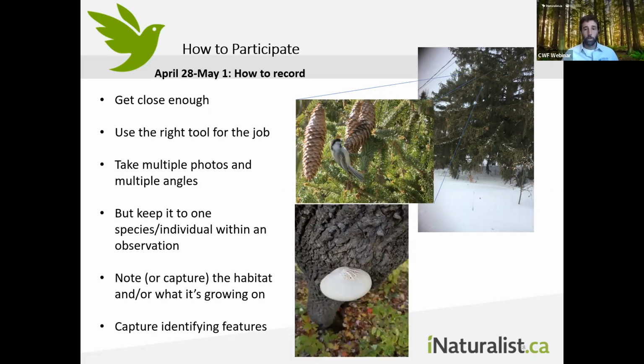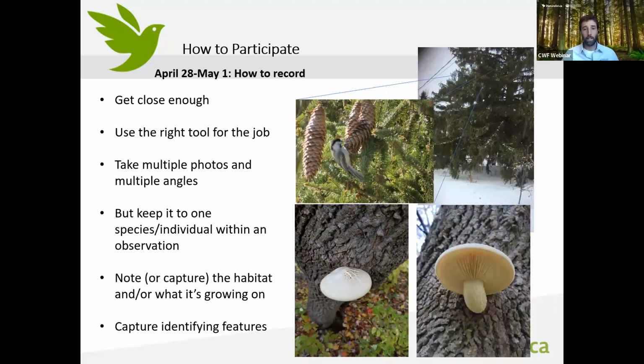Taking multiple photos from multiple angles, like this mushroom, sometimes it's required to have different angles of a species. The underside of a mushroom is key as well. But we want to keep one observation to one individual. So the elm tree that this is growing on is different from the mushroom itself. So we'd want to take a different photo of the elm tree itself and these ones of the mushrooms and add those as separate observations. But it is valuable to know what this species is growing on.